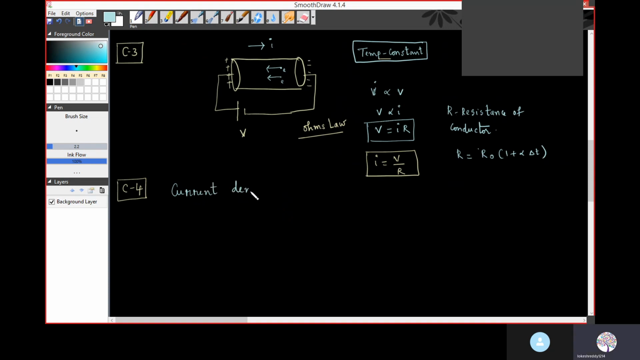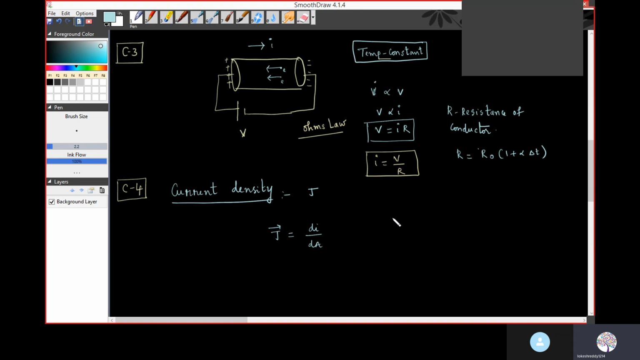Current density. Now this current density is denoted by capital J, and this J is a vector quantity. What is J? J is current density, current per unit area. This is current per unit area, dI by dA.